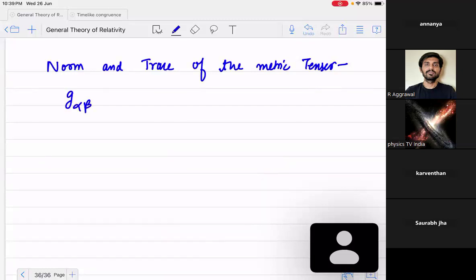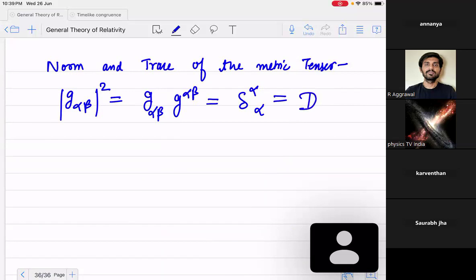So G alpha beta squared, G alpha beta, G alpha beta. So it will be canonical delta, alpha alpha. So see, in D dimension, it is written as capital D. So it is a norm. Similarly, the trace. Trace is this. G alpha alpha is a trace. It is again D in D dimension.